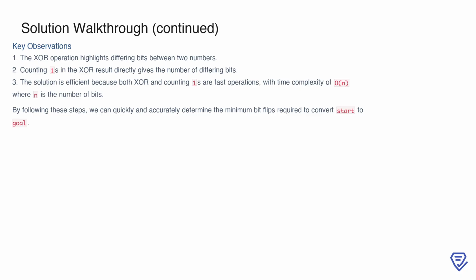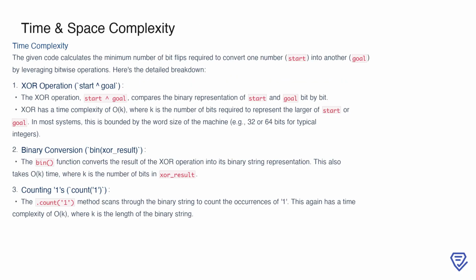and goal values. To analyze the time complexity of the algorithm, we start by considering the 3 main operations involved. First, there is the XOR operation, where start is XOR'd with goal. This operation works by comparing the binary representations of the two numbers bit by bit. The time complexity for this step is O(k), where k is the number of bits needed to represent the larger of the two numbers. In most practical scenarios, k is constrained by the word size of the machine, such as 32 or 64 bits for standard integers.